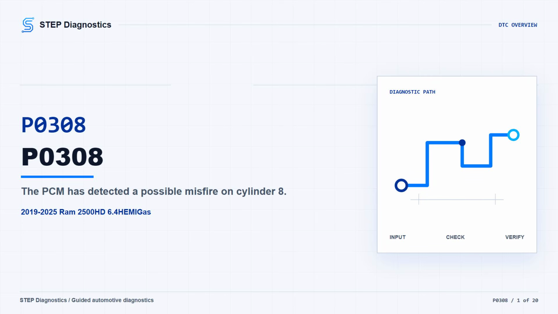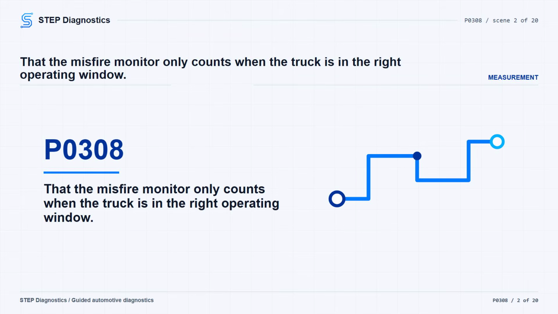The key is not to jump straight to a coil or plug. Work the path in order and prove where cylinder 8 is losing combustion. Before testing, understand how the PCM is deciding this.